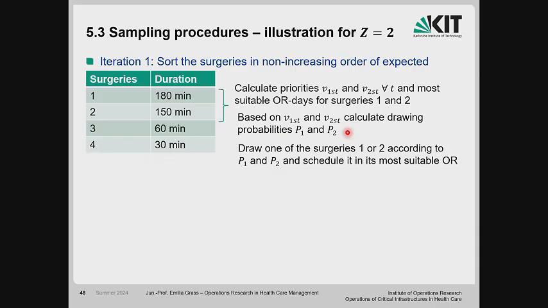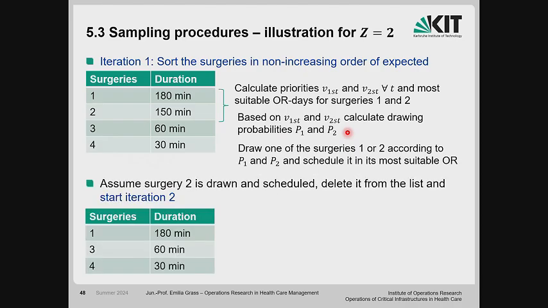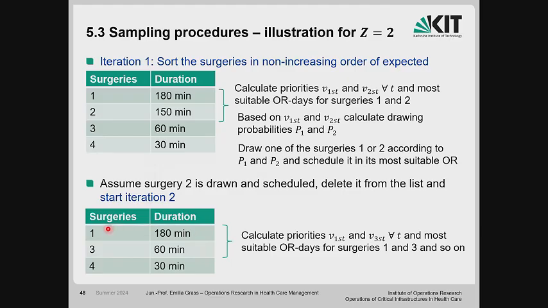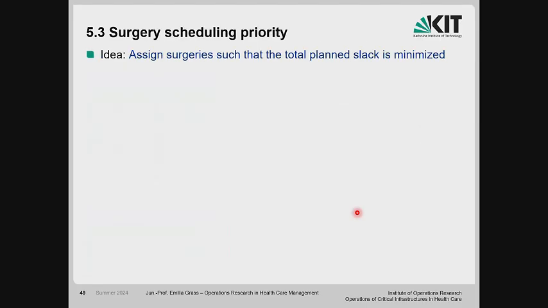Let's assume we have to draw either surgery 1 or 2. Assume that we have chosen surgery 2 to draw and to schedule, so delete it from the list, and then in the next iteration we again choose and compare 2 surgeries, because Z is 2. The same starts again. We calculate the priorities, drawing probabilities, and so on. So as I said, first of all, how to determine the priorities, but also at the end the drawing probabilities. Let's start with the priorities.